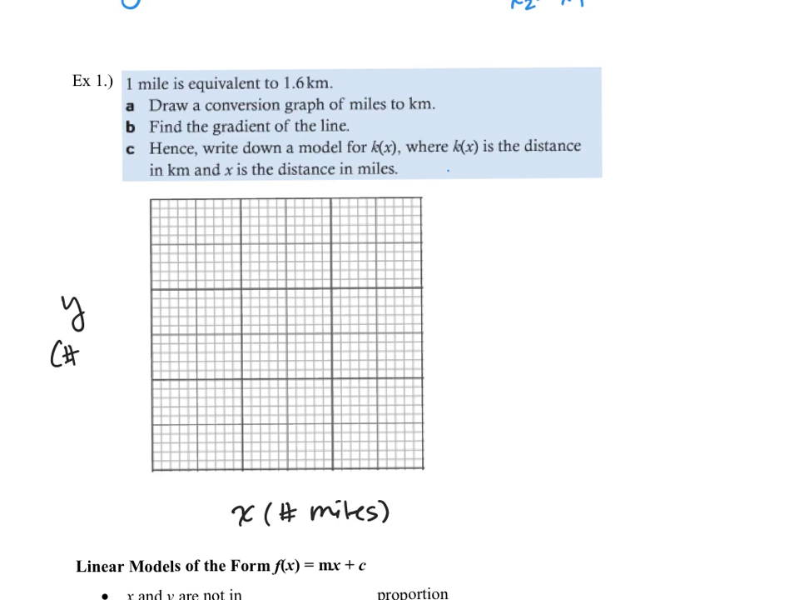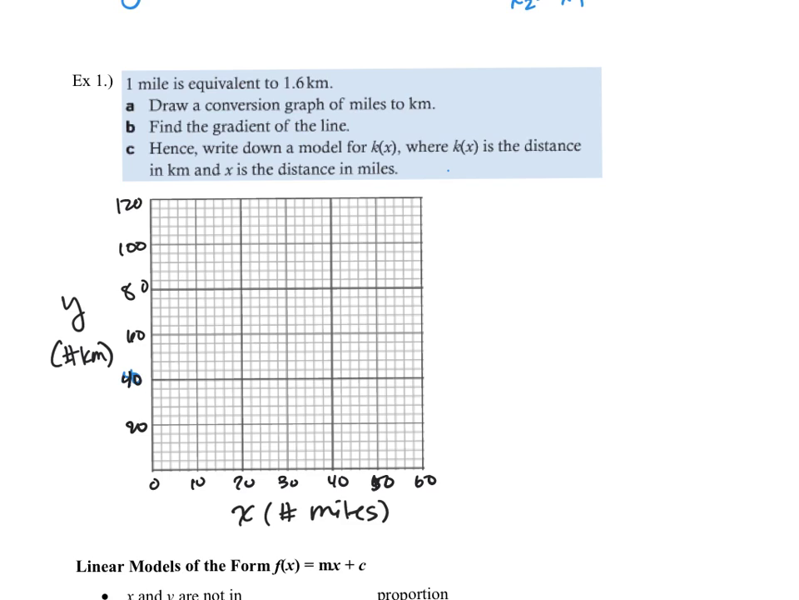Now remember, in IB, whenever you draw a graph, you always want to tell us what x and y represent, and then also you want to indicate your units. Since with miles and kilometers we're usually talking about larger numbers, I'm going to count by tens for miles. And then for kilometers, let's count those by 20s. 40, 60, 80, 100, 120.